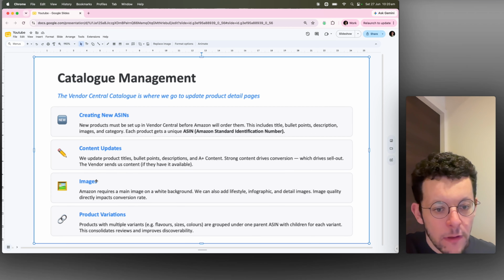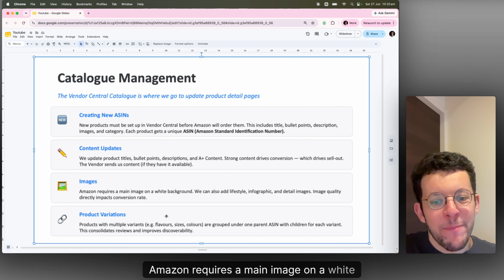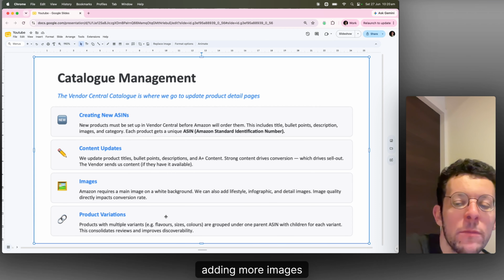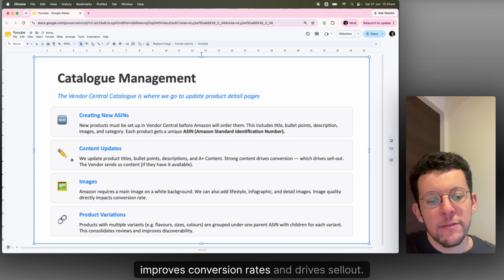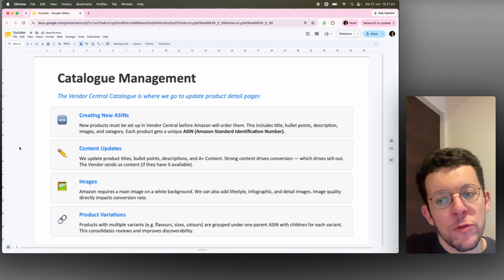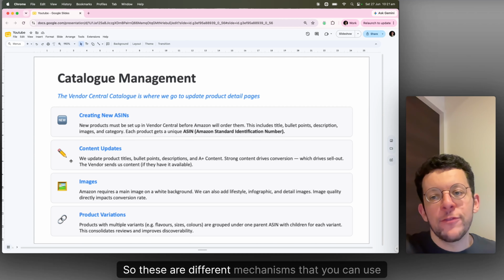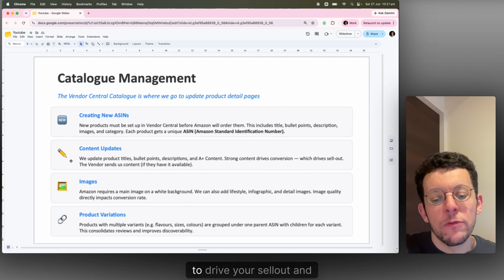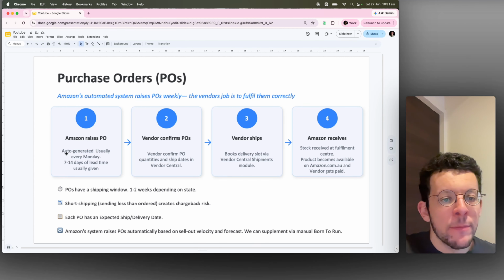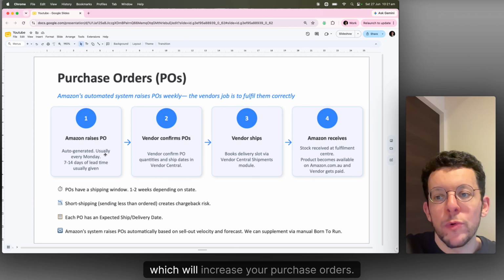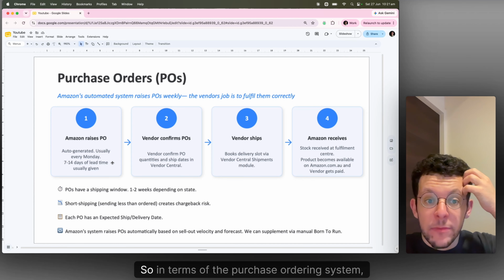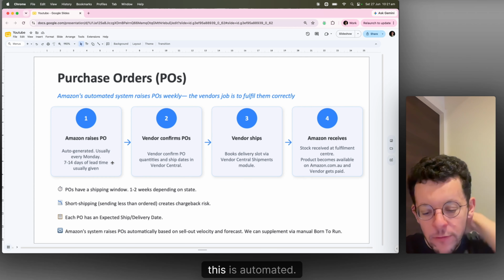Images. Amazon requires a main image on a white background. If you don't have that, it gets suppressed. So again, adding more images improves conversion rates and drives sellout. Product variations, again, drive sellout. So these are different mechanisms that you can use to drive your sellout and improve your customer demand, which will increase your purchase orders.